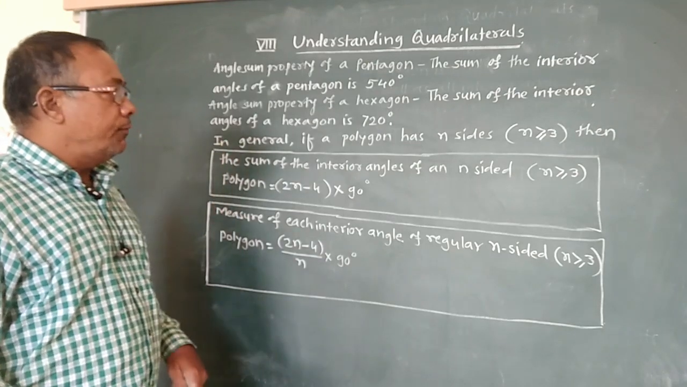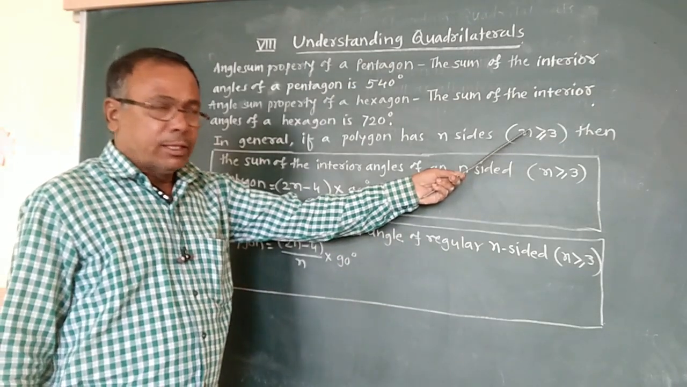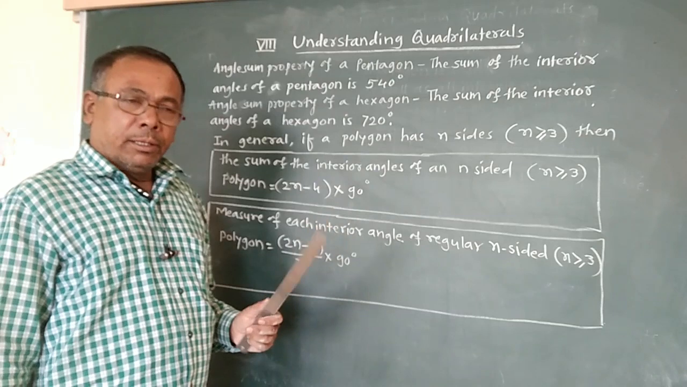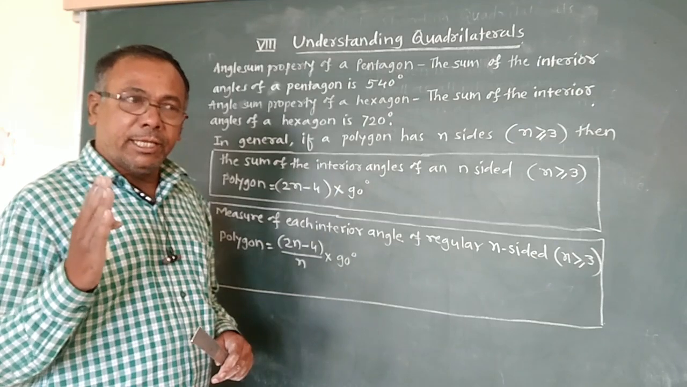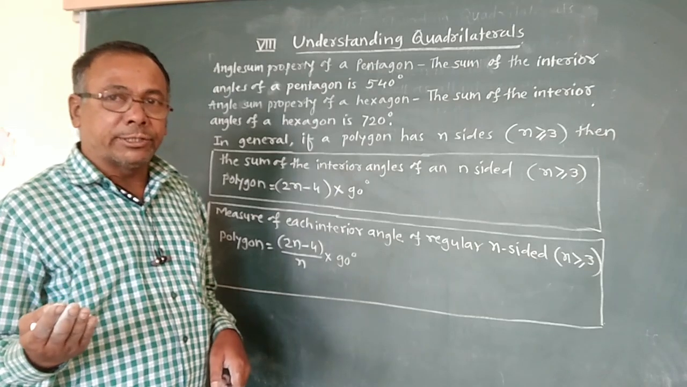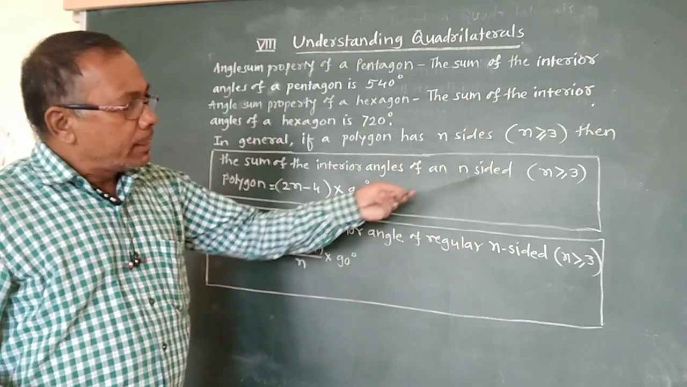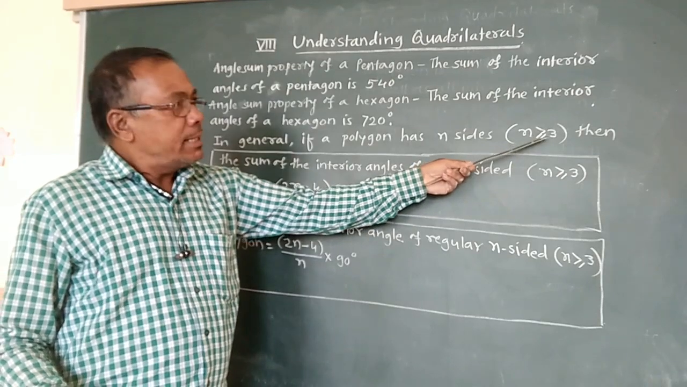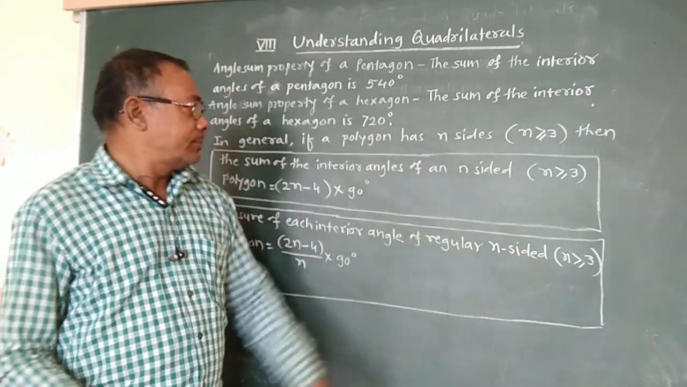Now, in general, if a polygon has n sides, here n should be 3 or greater than 3, because we know that a polygon starts from 3 sides. If 3 sides are there, then it is a triangle. If 4 sides are there, then it is a quadrilateral. If 5 sides, then it is a pentagon. If 6 sides, then it is called a hexagon. So there is no polygon having 2 sides. So n should be 3 or greater than 3. This is the condition on the sides.